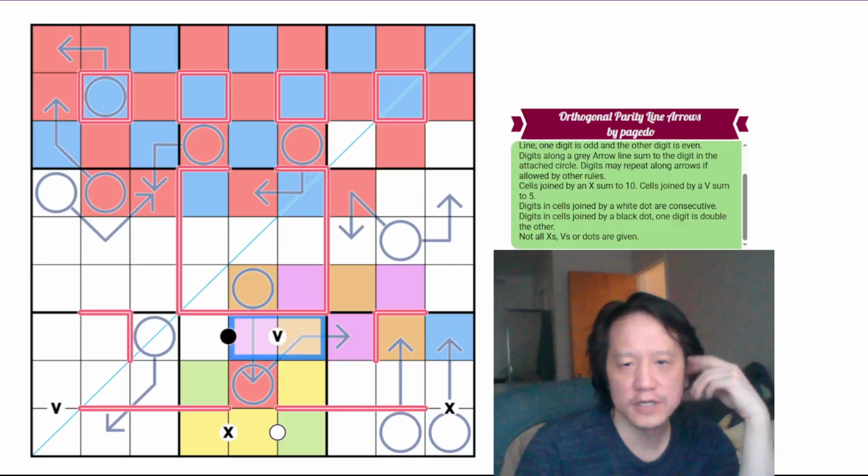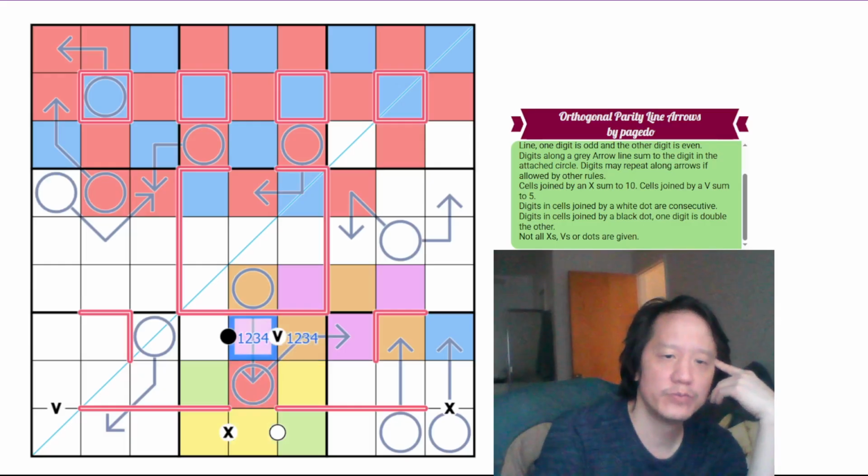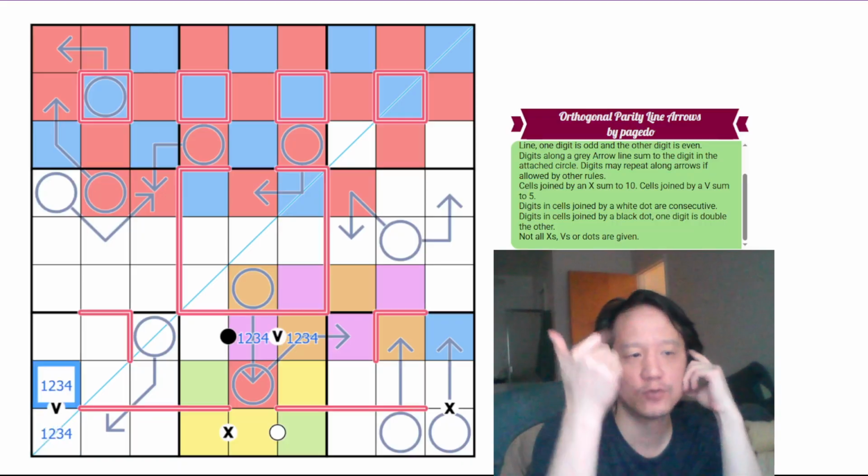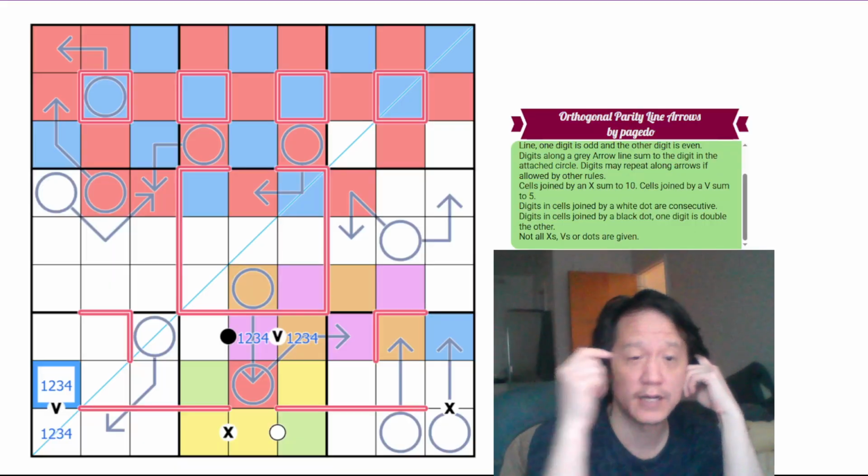These digits, again, have to be 1 through 4 to be next to a V, right? Because 1, 4, 2, and 3 are the only possibilities that add up to 5.